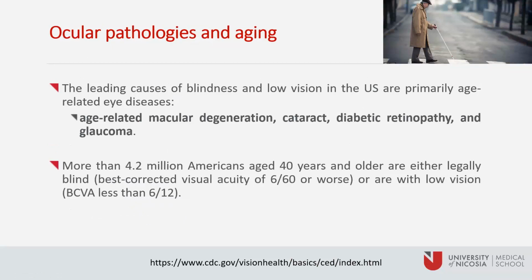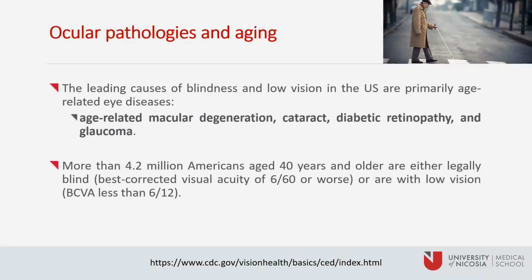So that's related to aging and vision loss. Now let's just consider some ocular pathologies that are most commonly associated with aging. The leading causes of blindness or low vision in the States are primarily related to aging. Those are age-related macular degeneration, or AMD as I will call it, cataracts, diabetic retinopathy, and also glaucoma. Those are the main causes of low vision or blindness in the States.